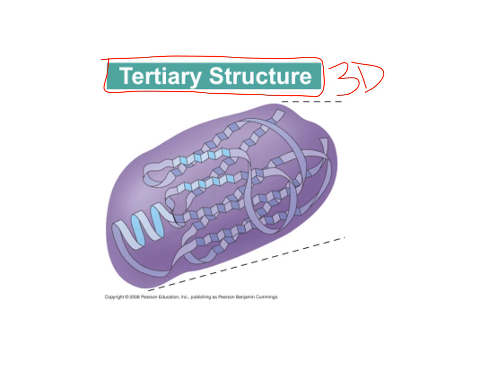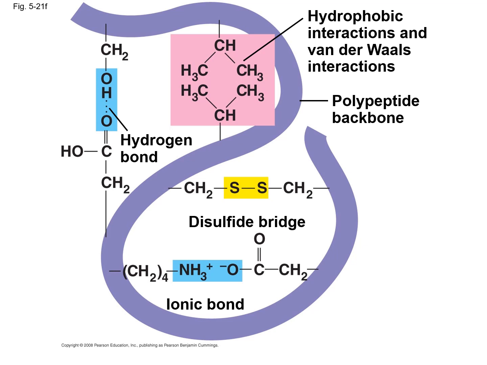So the 3-dimensional structure, and here you can see this ribbon indicates the amino acid chain, and here are some beta pleated sheets, and here is an alpha helix. And tertiary structure actually involves interaction between R groups on the amino acids. This is an example of some of the interactions between R groups you can get that influence tertiary structure.